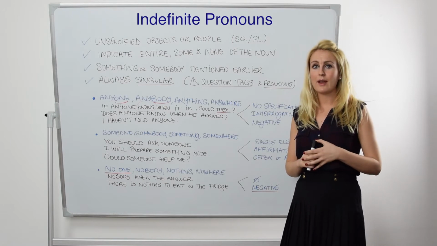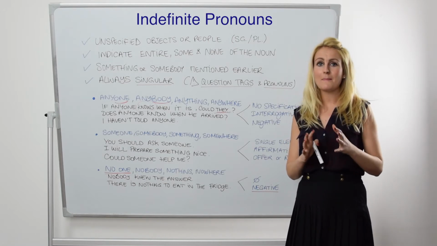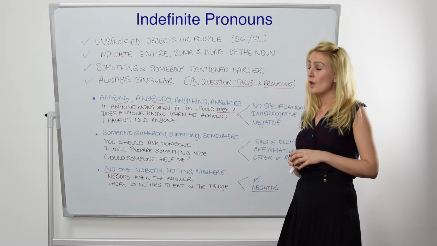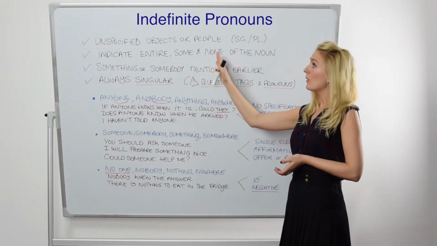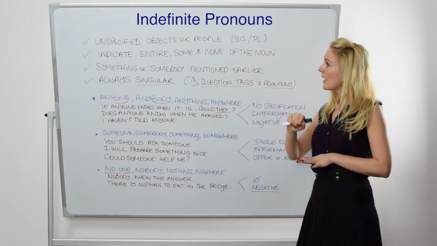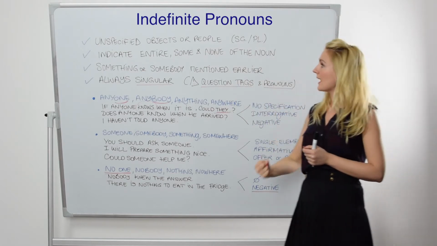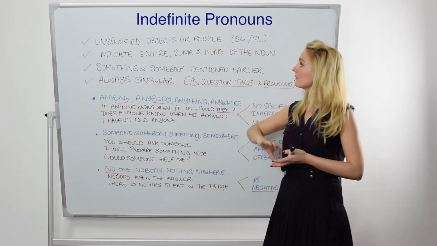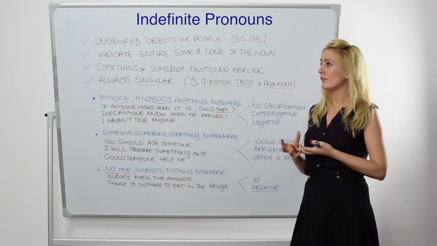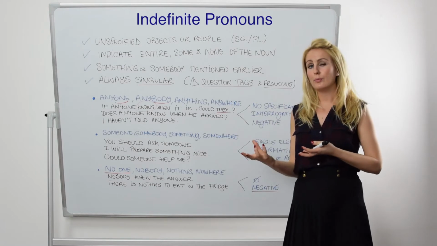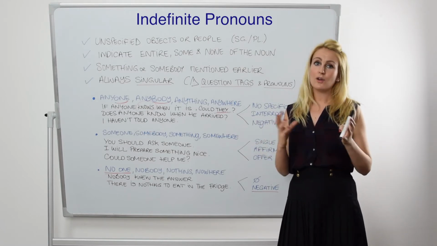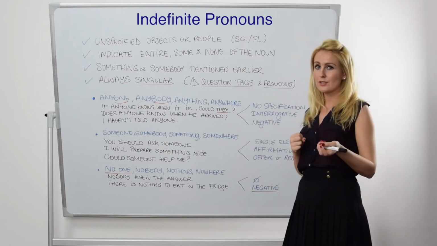The indefinite pronouns are also known as some, any and no pronouns. We use them to show unspecified objects or people, whether in singular or plural, and they are used to indicate the entire noun, some of the noun or none of the noun. And they refer to a group without actually specifying who, what, how much.